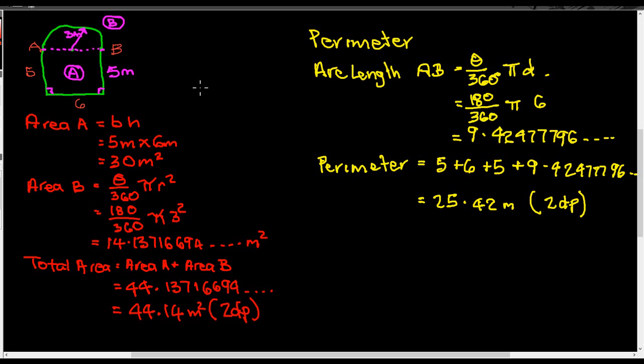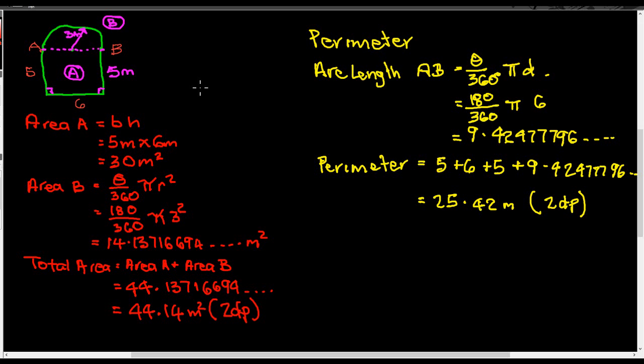And that comes out at 14.13716694. Okay, so the total area, area A plus area B, is 44.13716699, and rounding that to 2 decimal places, 44.14 metres squared.